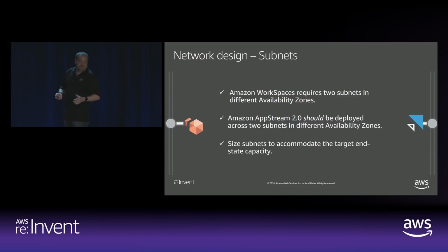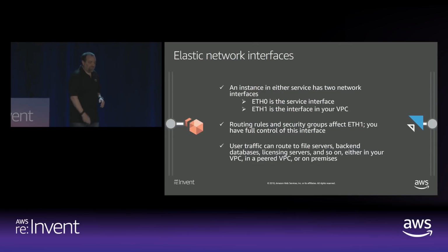And then you need to size those subnets to accommodate your end state capacity. So now we've set up the account. We have the networking defined. The VPC and subnets are created. Here's what you need to know about the network interfaces themselves.